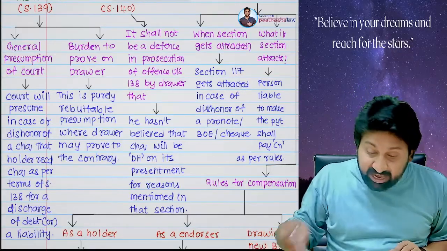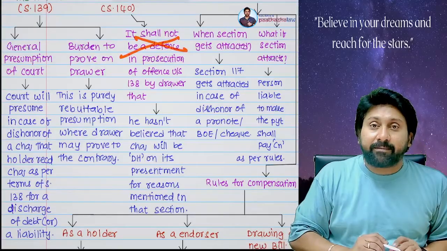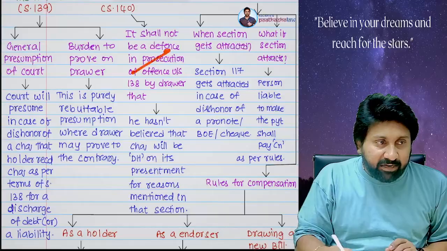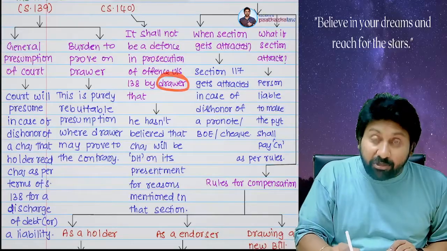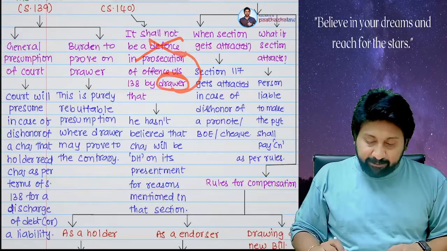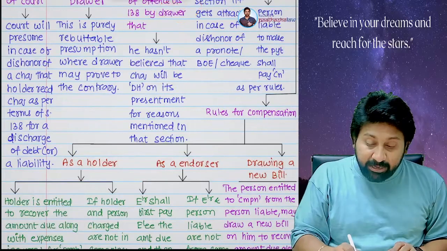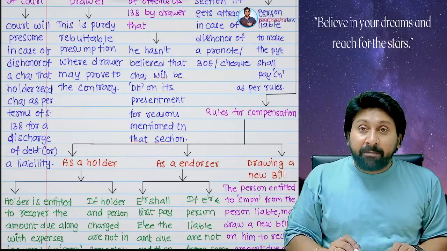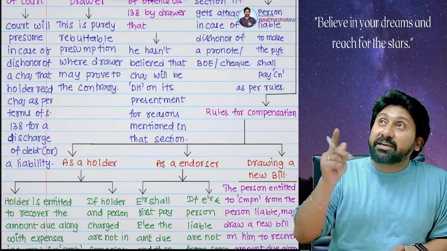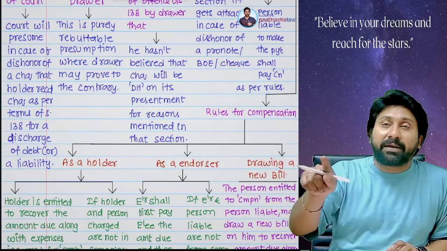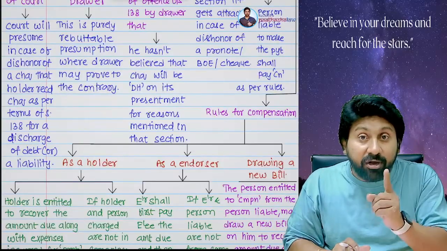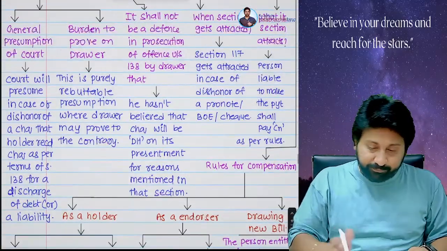There shall not be a defense in a prosecution, meaning court proceeding, of an offense under Section 138 by the drawer. A drawer cannot take the defense that he did not believe the check would be dishonored on its presentment for the reasons mentioned in that section. Once the debtor gives a check, it should not be dishonored. "I don't know, sir." That's why the Contract Act point is there: ignorance of law is no excuse.